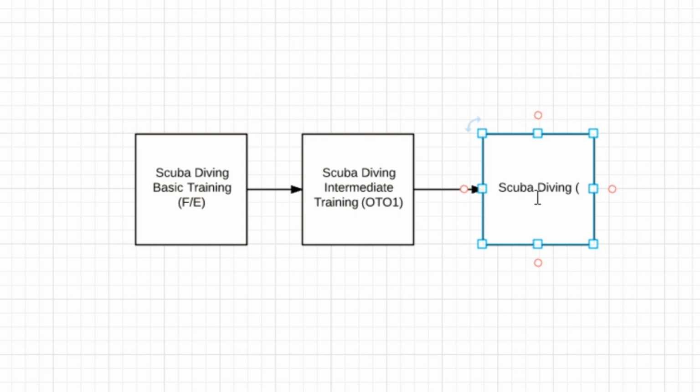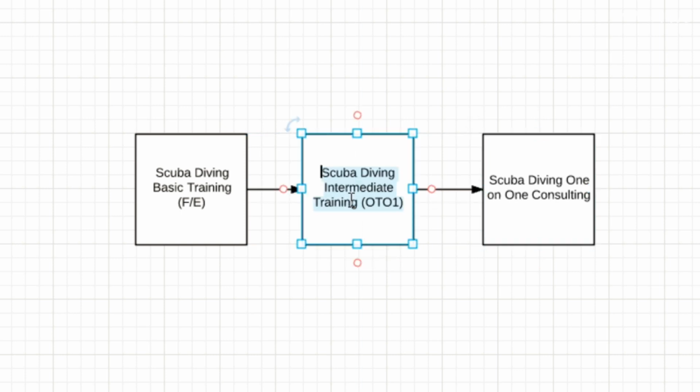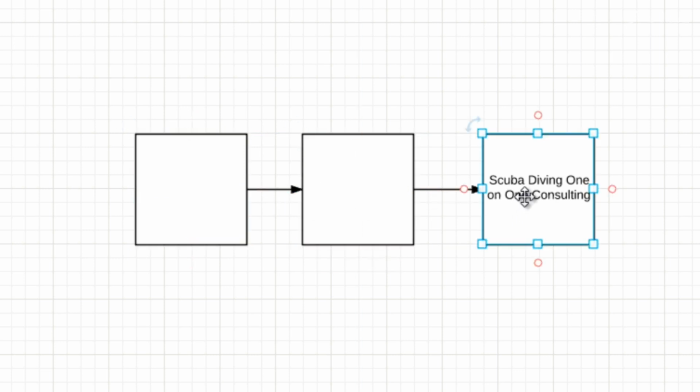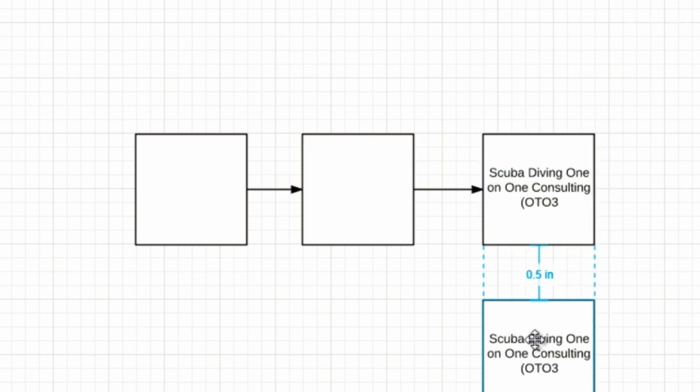In this case, we could do scuba diving one-on-one consulting. That could be a one-on-one personal training kind of thing. Let's delete these two here, and let's say this will be OTO3. With the service-based business, you could do that, and then you could do a downsell. Somebody who could not afford that could have something like scuba diving group consulting.